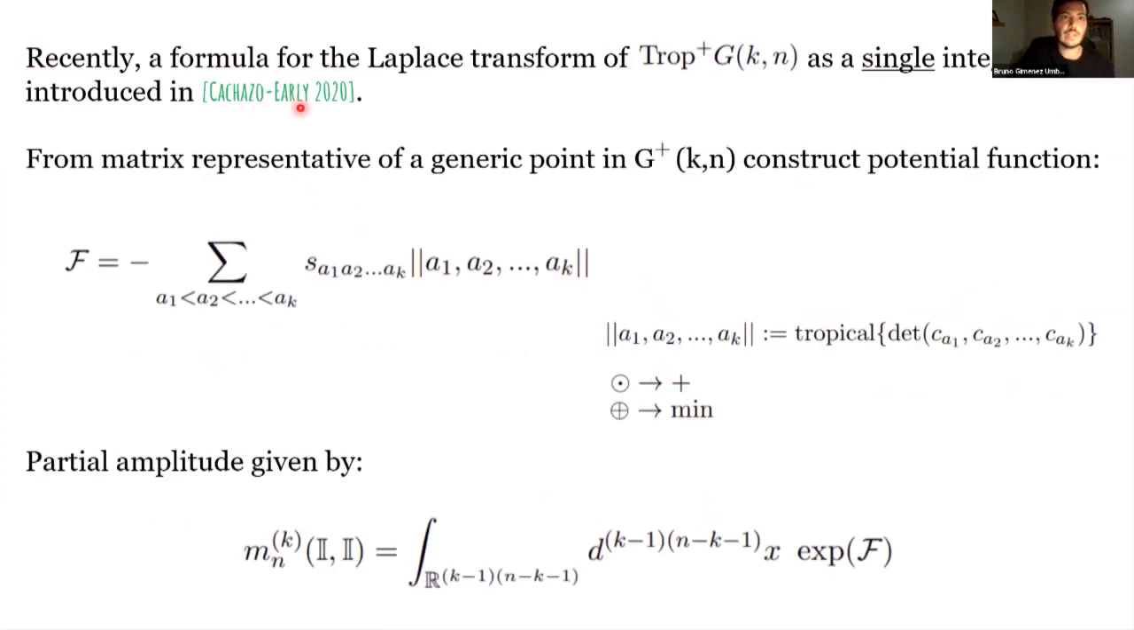So recently, Cachazo and Early introduced a formula for computing CEGM amplitudes for the canonical ordering as a single integral. So we can think of it as a Laplace transform of the positive tropical Grassmannian. And we can construct it by taking a matrix representative of a generic point in the positive Grassmannian and constructing this potential function, where these would be symmetric tensors that play the role of the kinematic invariants for these generalized theories. And these are tropicalized maximal minors, which are maximal minors in this positive Grassmannian, which are tropicalized by applying these substitutions. And the amplitude is just given by this integral weighted by an exponential of this piecewise linear function.